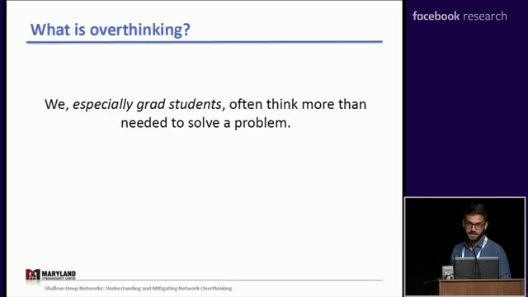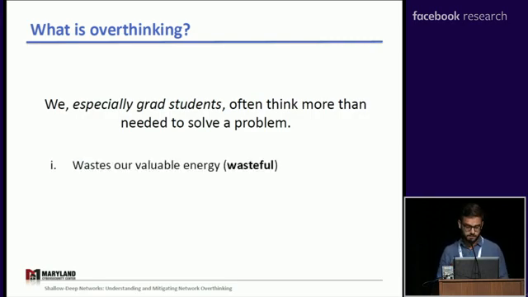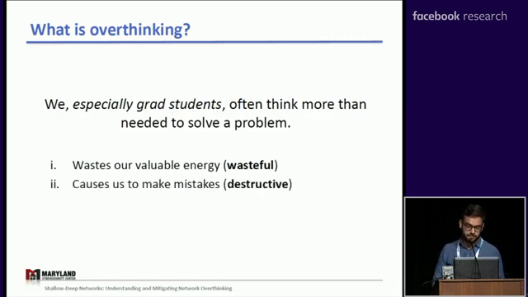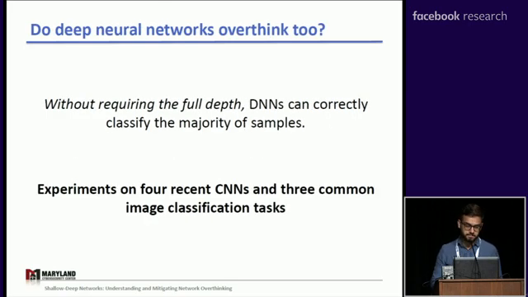Okay, let's start. I'm sure every grad student in this room knows exactly what overthinking is. So overthinking is basically thinking more than needed to solve a problem. And what does this do? One, this wastes our valuable energy, and two, this causes us to make avoidable mistakes. So in this paper, we ask, do deep neural networks overthink too? It turns out they do, like grad students.